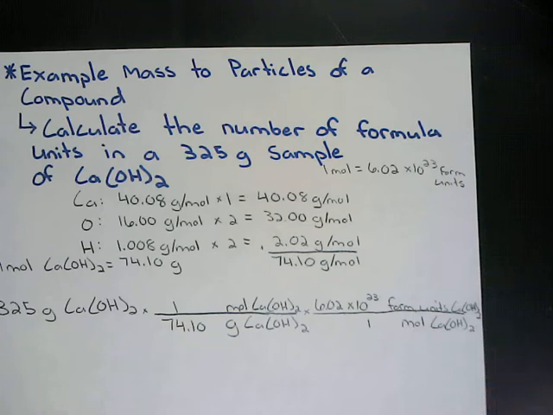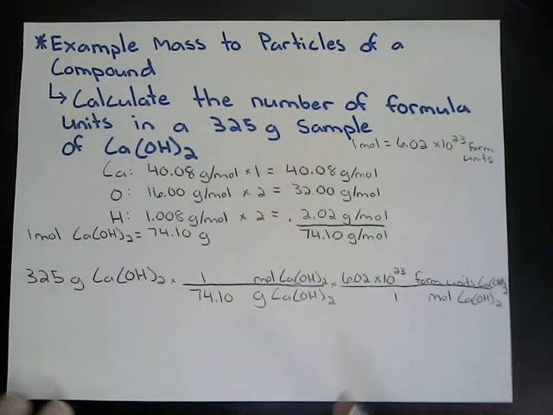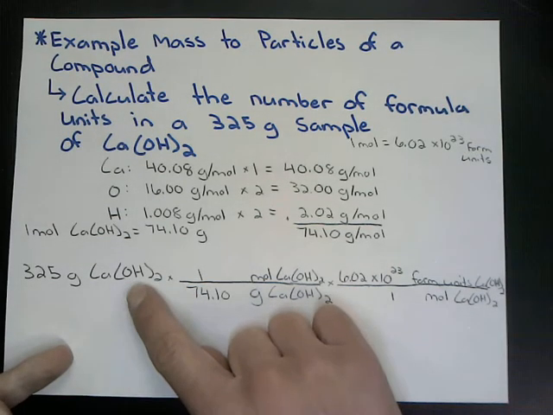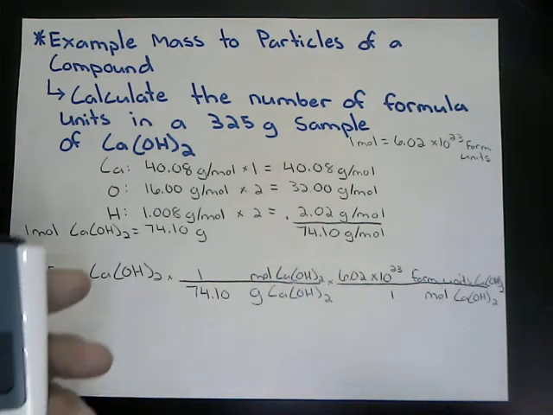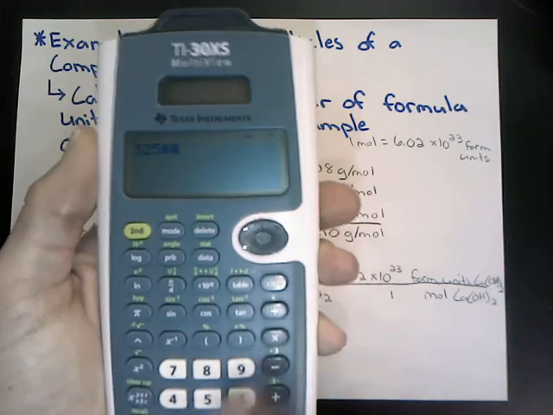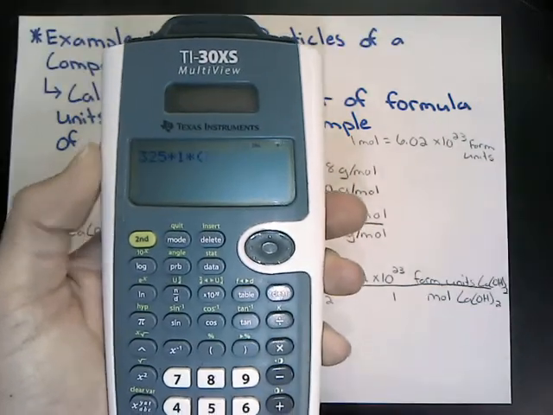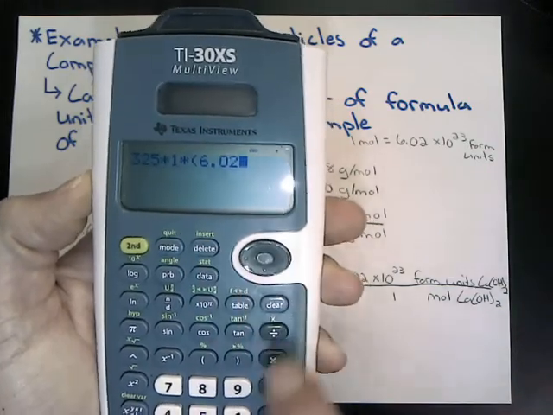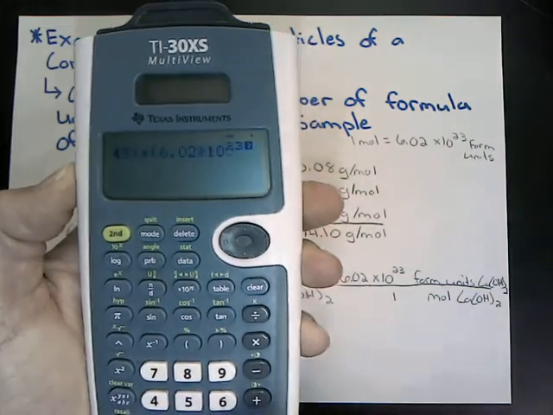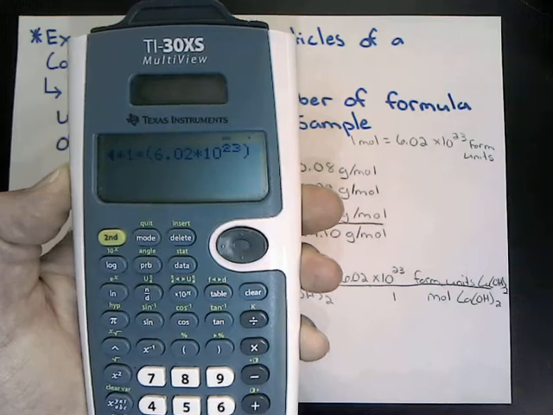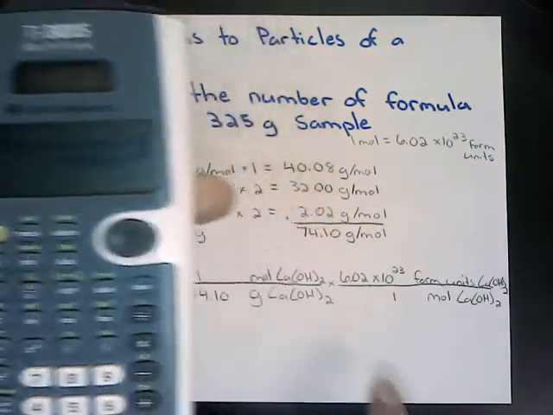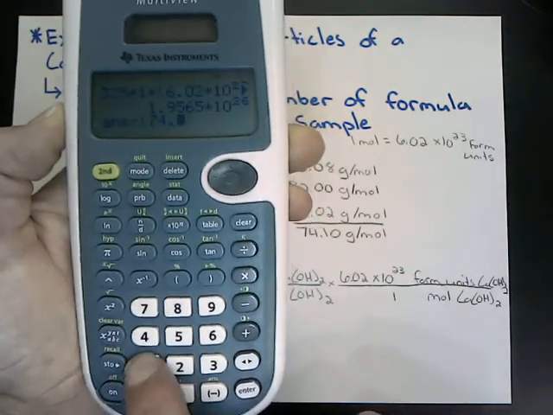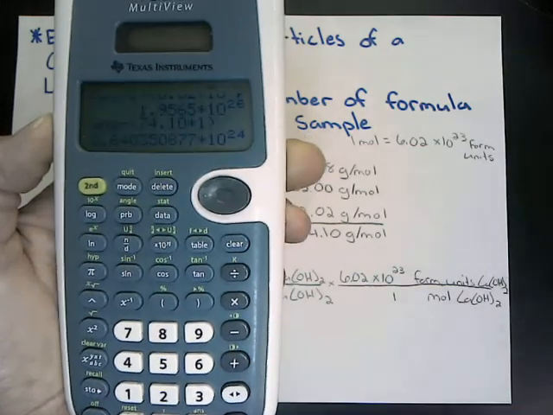Now, one thing I did differently than the steps is I put everything together here. So I'm going to multiply everything on top, and divide it by everything multiplied on bottom. I take 325 times 1 times, and very important when we have scientific notation, we put it in parentheses, 6.02 times 10 to the 23rd, close the parentheses. I then press enter and get this big value here. I then divide it by everything multiplied on bottom. So I hit divide, and the key thing here is parentheses: 74.10 times 1. Close the parentheses, and we press enter.